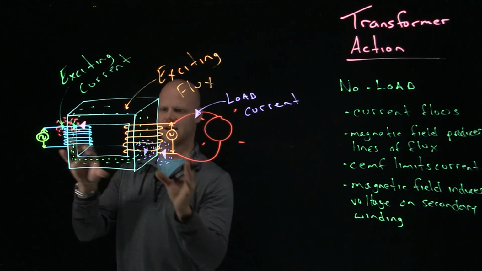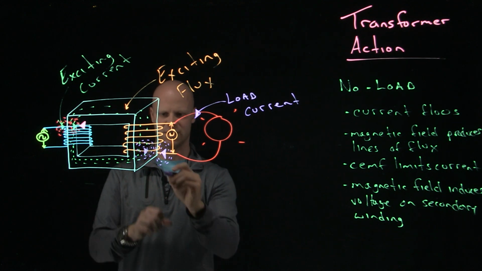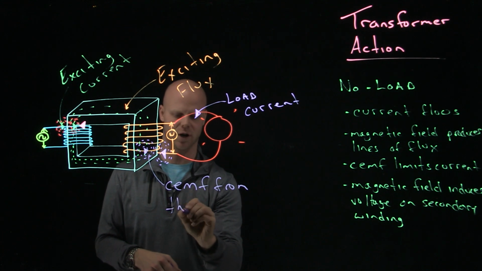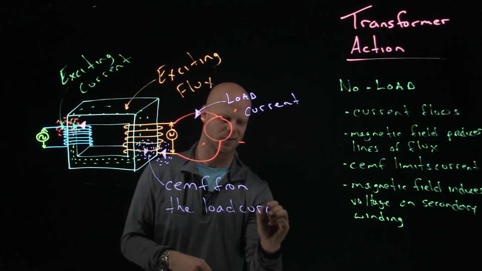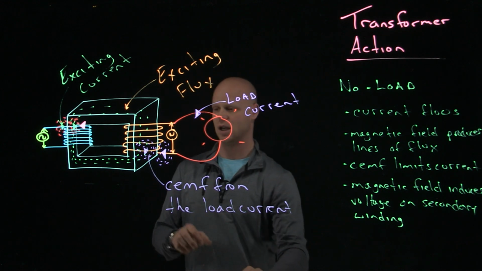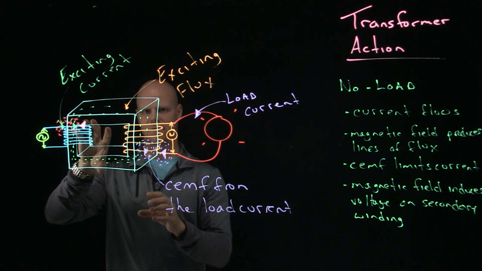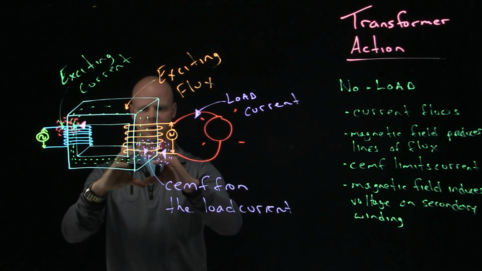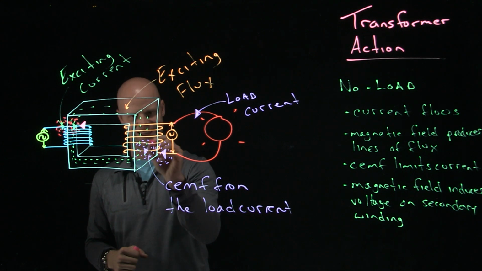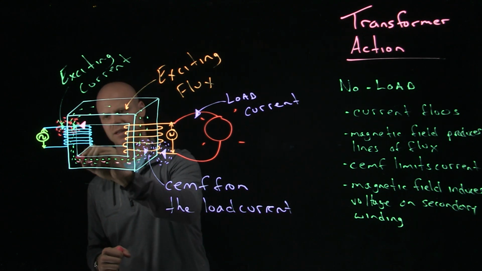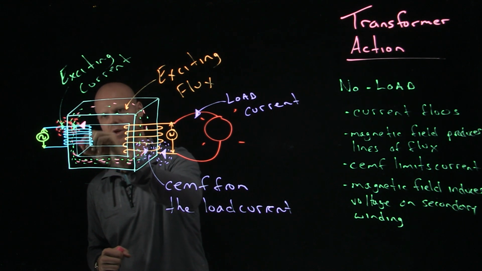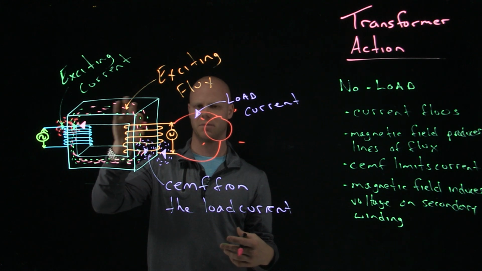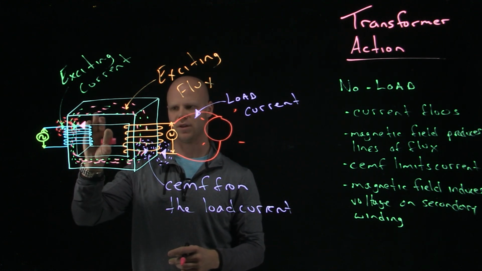So how does this relate to the source? Well, this counter EMF from the load current is going to be opposite to the counter EMF and that magnetic field that was established from the source. So I have relative motion between a conductor and a magnetic field. This magnetic field from the load is putting a magnetic field onto the core of this transformer that is going to subtract from the magnetic field of that source.